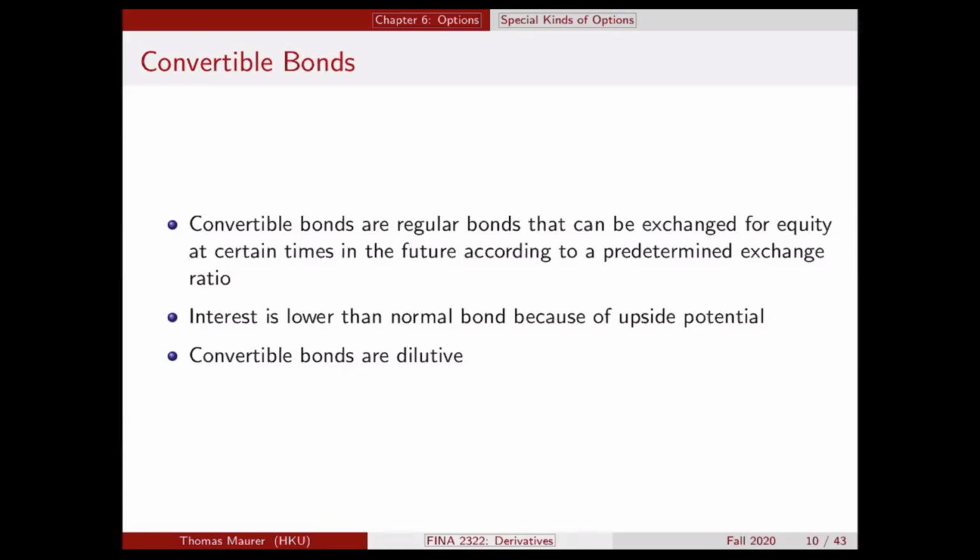With convertible bonds, if you compare them to normal lending, then interest rates of convertible bonds will be lower because the investor will have this upside potential in case the stock price increases a lot. He has the opportunity to exchange the bond for stocks.